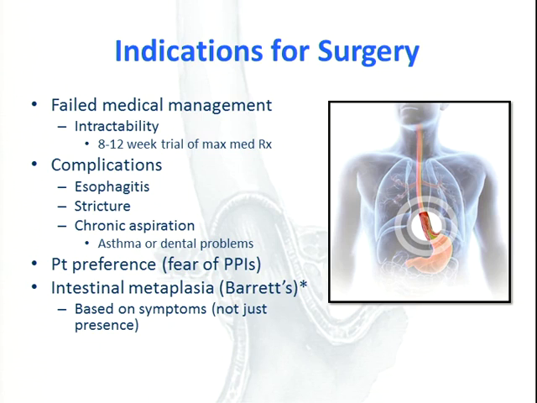and Barrett's is kind of a unique situation because you really only want to operate on the symptomatic Barrett's patients. Granted, most patients with Barrett's are symptomatic, so it's not a problem, but if you have someone who's purely asymptomatic, Nissen per se has been shown to not really alter the cancer risk.